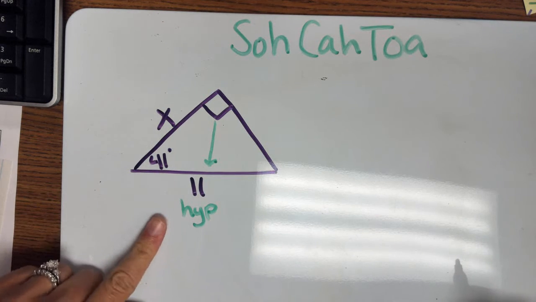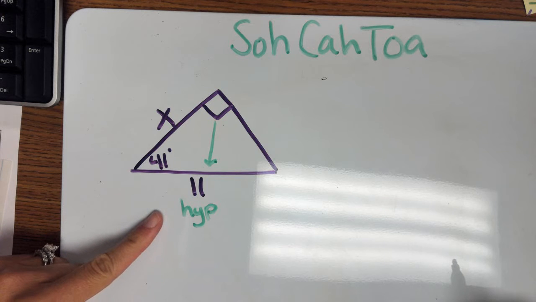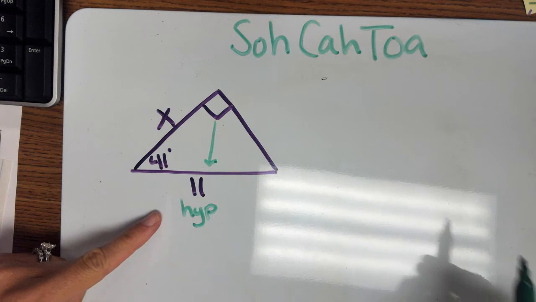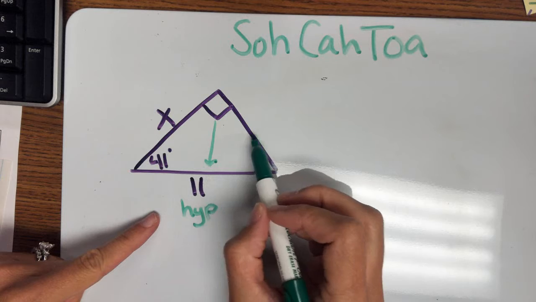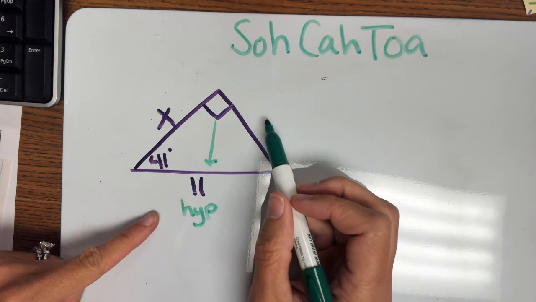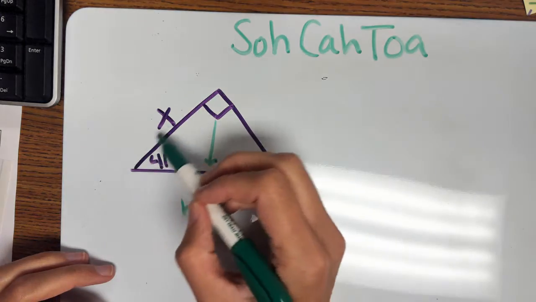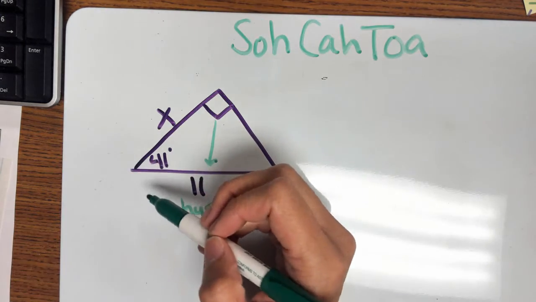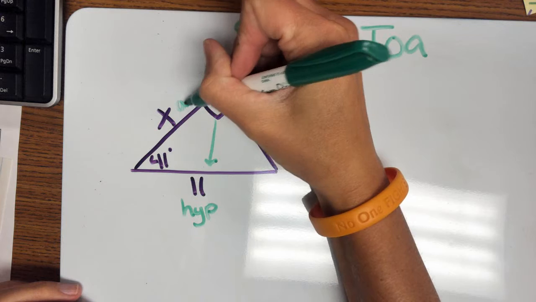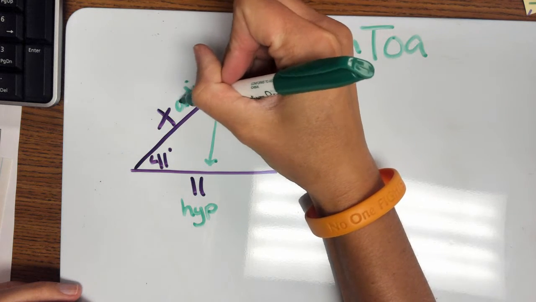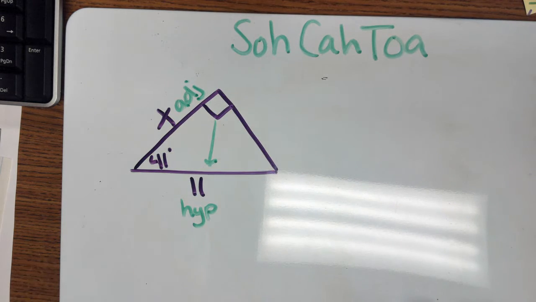I would label that. I also know that the opposite side is what's across from my angle. Well, I don't have that, and I don't care what it is. I'm not looking for it, so I don't care about opposite. I know the adjacent leg is always what's touching the angle that I have. Because this x is touching 41 and it is not the hypotenuse, that makes it the adjacent leg.